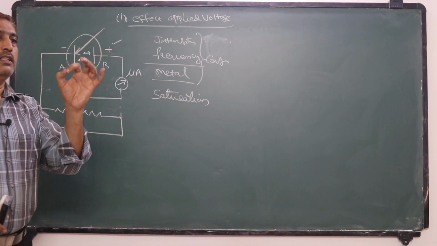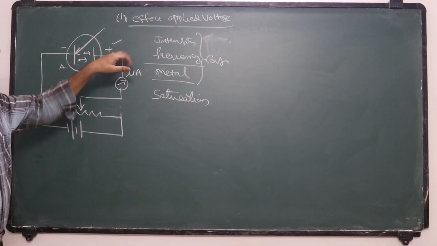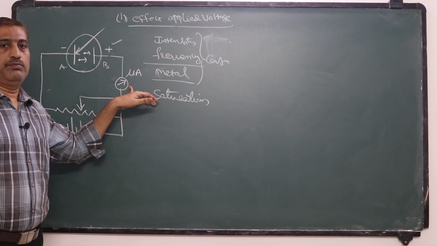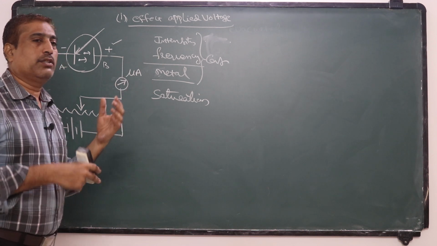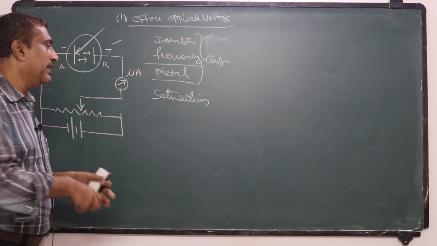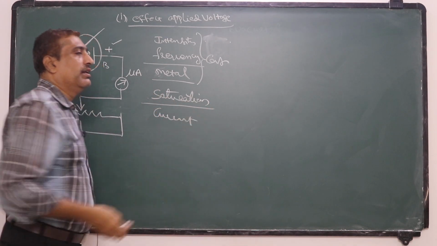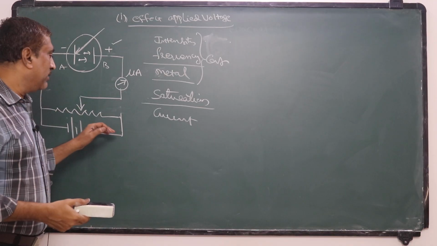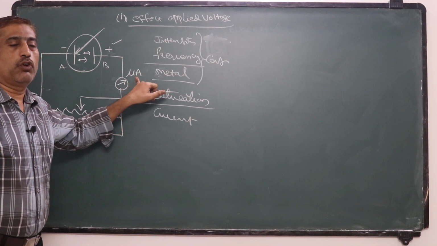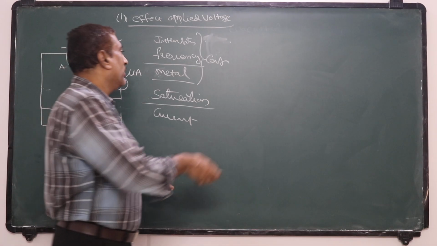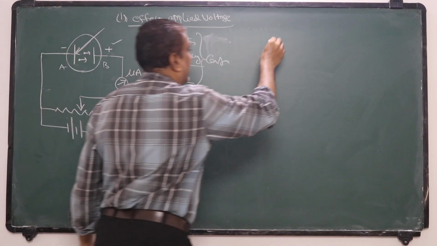That means once the current value reaches the saturation value, further increase in the applied voltage does not alter the current value. Initially, when we increase the applied potential, slowly the current also increases, but after reaching a particular value called saturation current, even though we increase the applied voltage, there is no increase observed in the photocurrent. So we can represent this variation of applied voltage with respect to photocurrent by this graph.